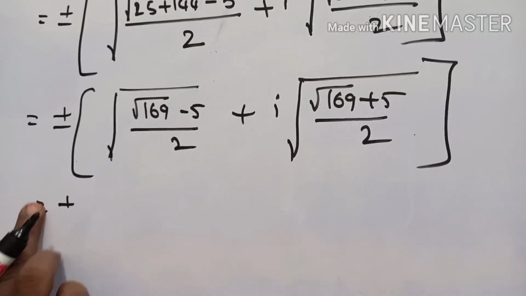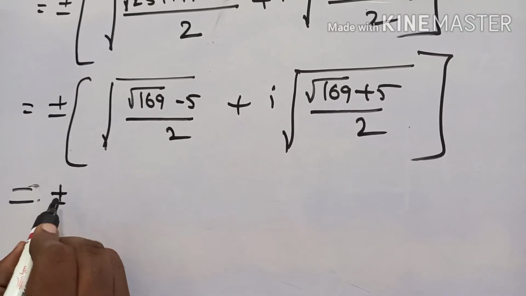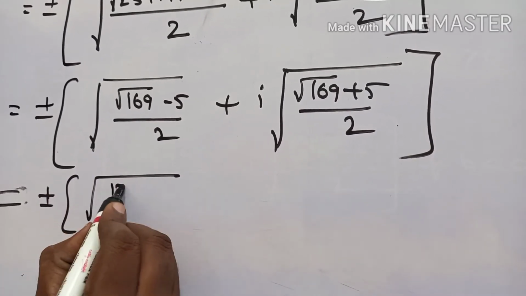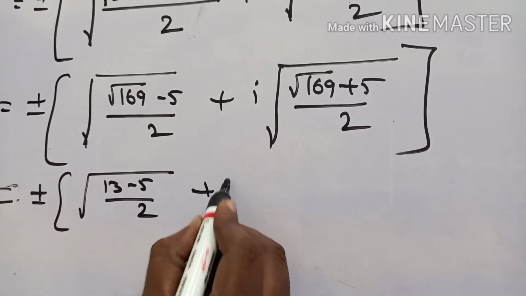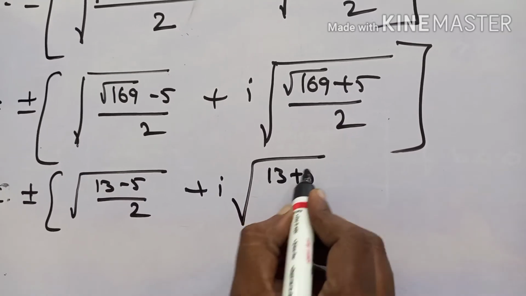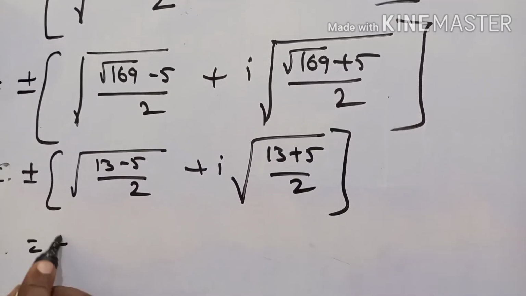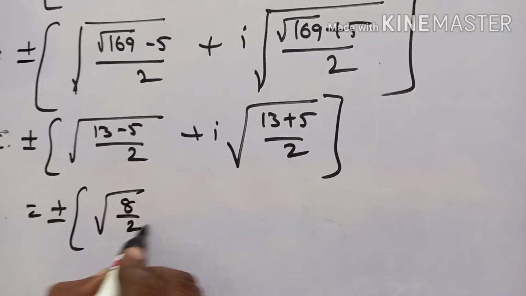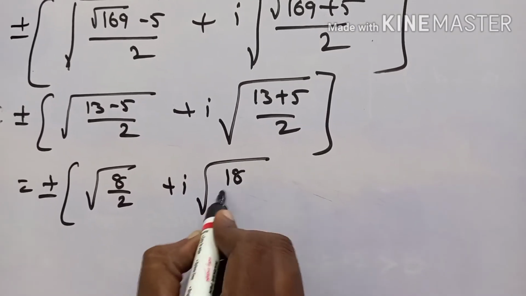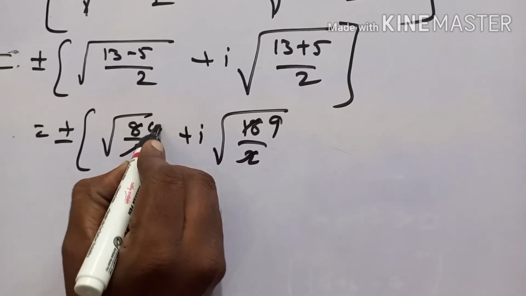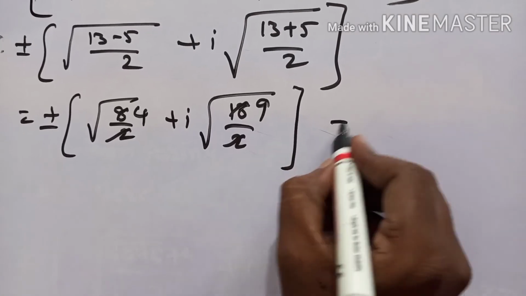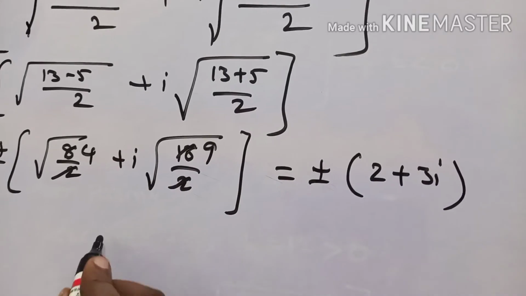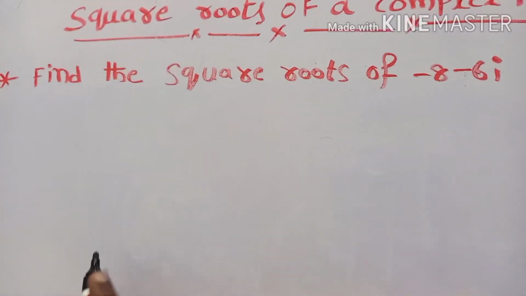That is equal to plus or minus, root 169 is 13, so root over 13 minus 5 by 2 plus i into root over 13 plus 5 by 2. 13 minus 5 is 8, root over 8 by 2, plus i into root over 18 by 2. Root 4 is 2, root 9 is 3, so plus or minus 2 plus 3i. That's enough. Now the next question.